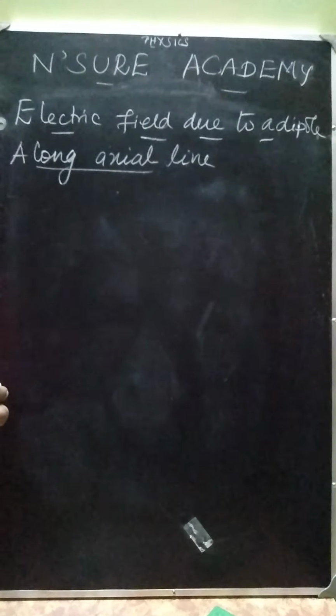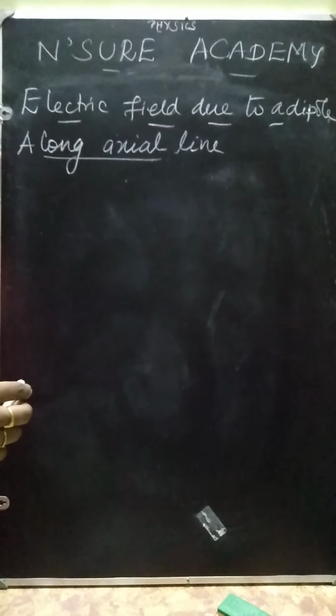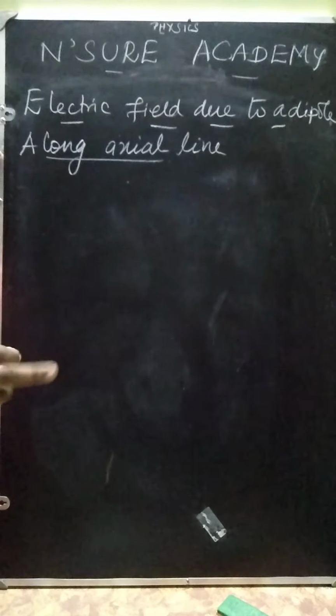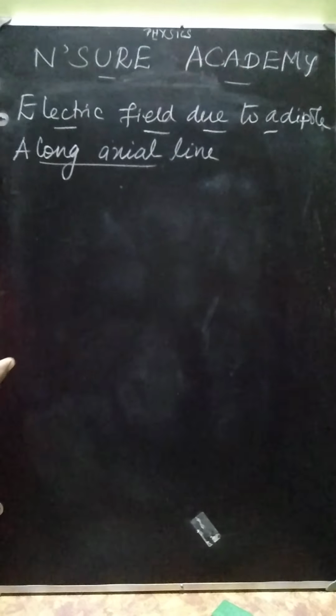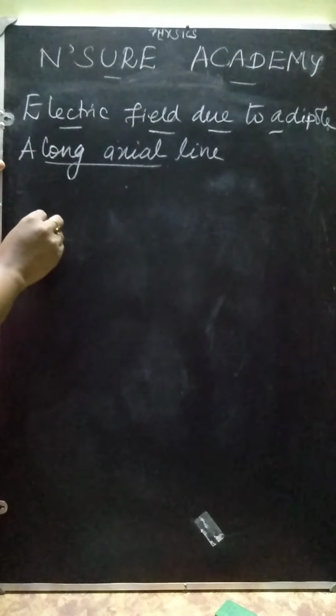Hi students, let's see about the electric field due to a dipole. There are two cases, one is along the axial line and another one is along the equatorial line. So we'll see about the first case.